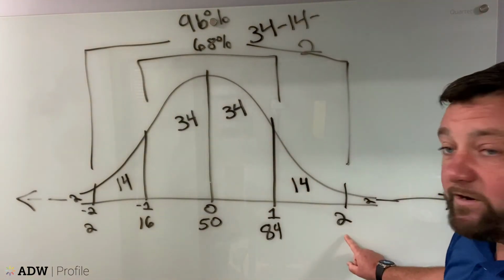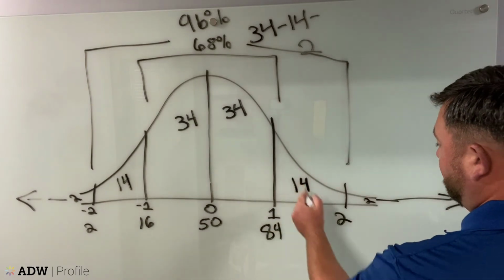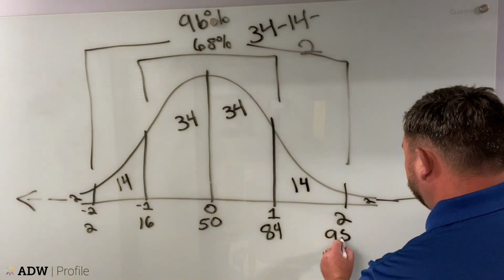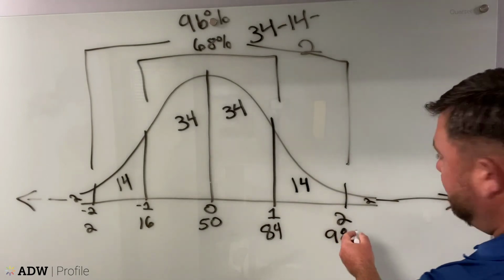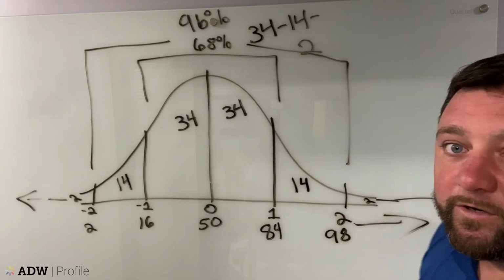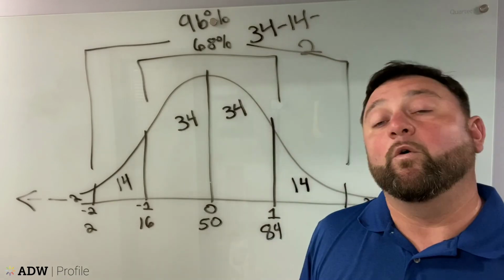To be 2 standard deviations above the mean puts you in the 98th percentile. And if you're above the 98th percentile, you're 2 standard deviations above the mean or more.